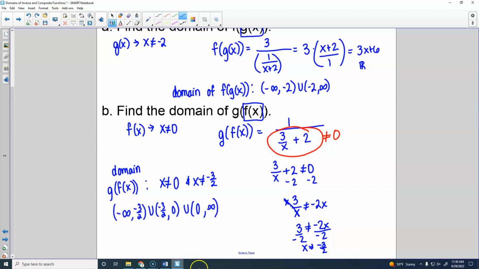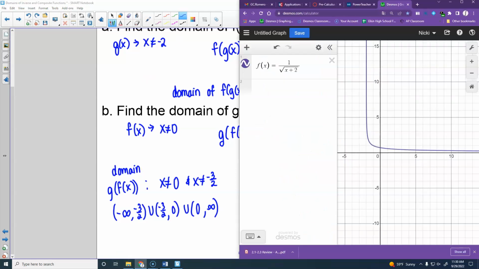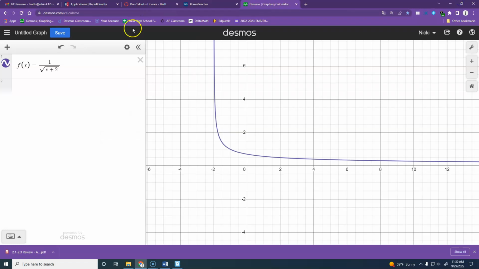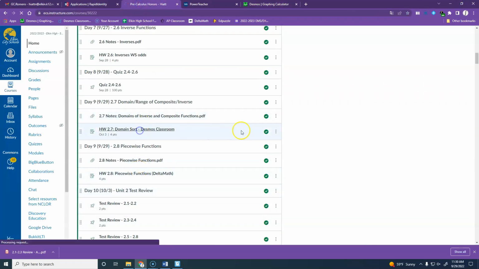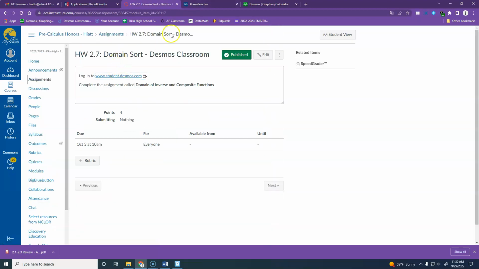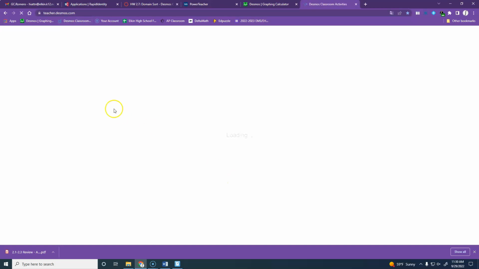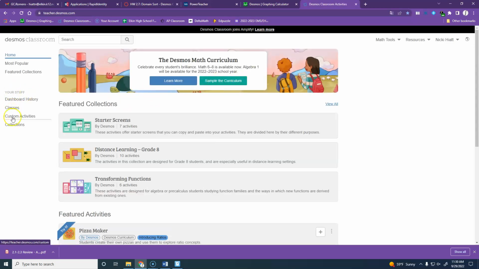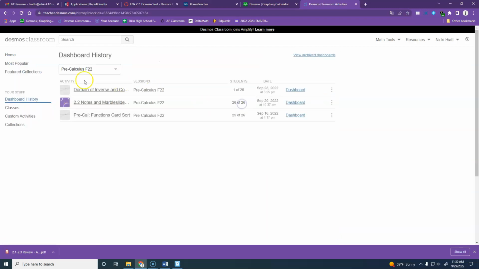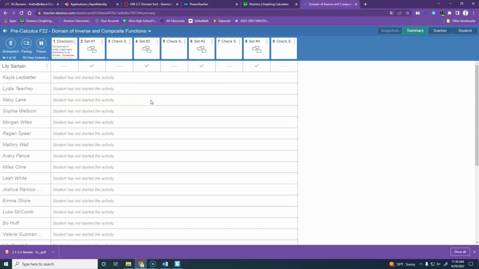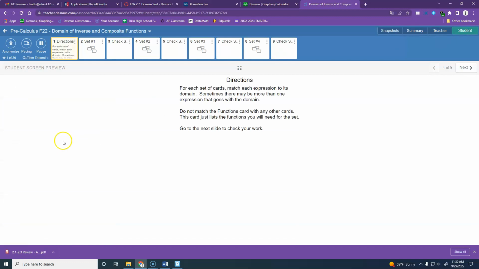Alright. Okay, everybody, you may pack up, but do so quietly while I'm showing you guys what you have for your assignment for this one. Alright, we've done Desmos classroom in here with you guys before, right? So you guys are in the class. So you'll go to the class, and there is an assignment here called Domains of Inverses and Composites. And here's what it's going to look like.